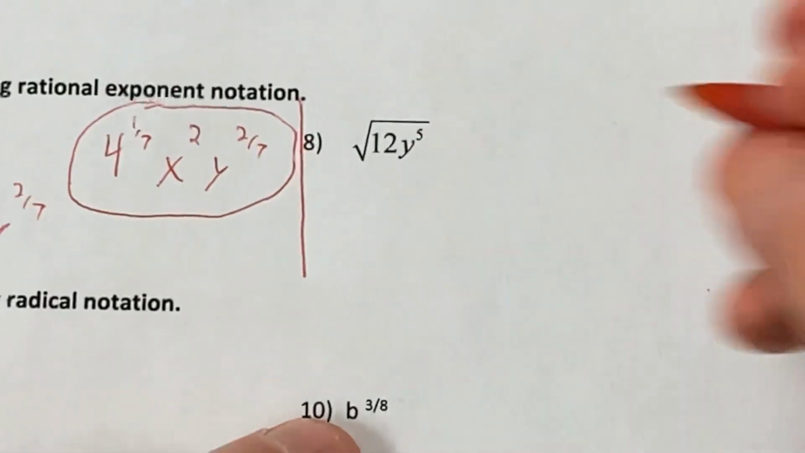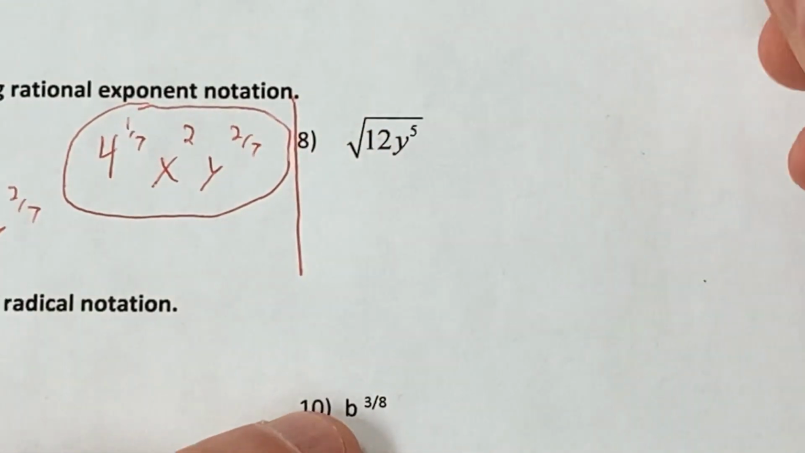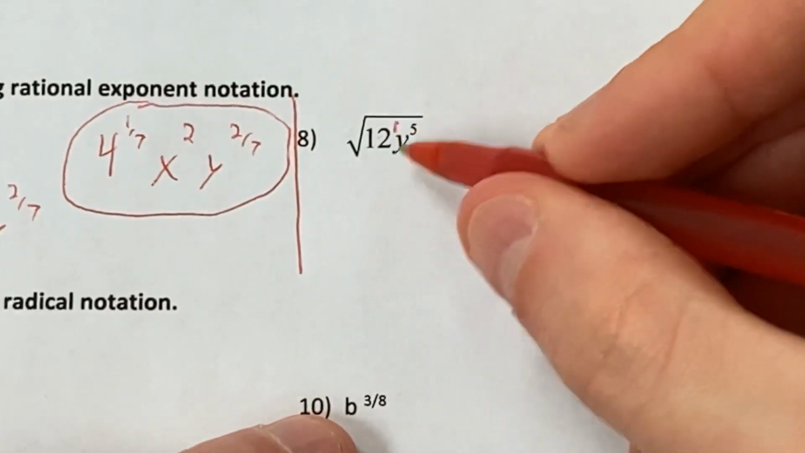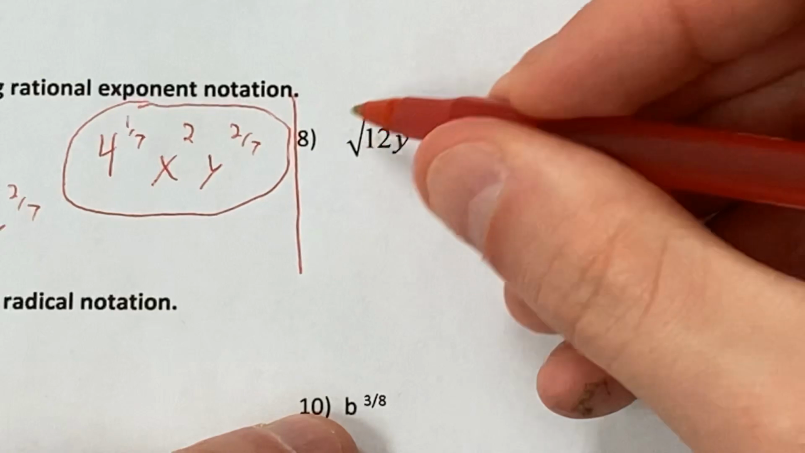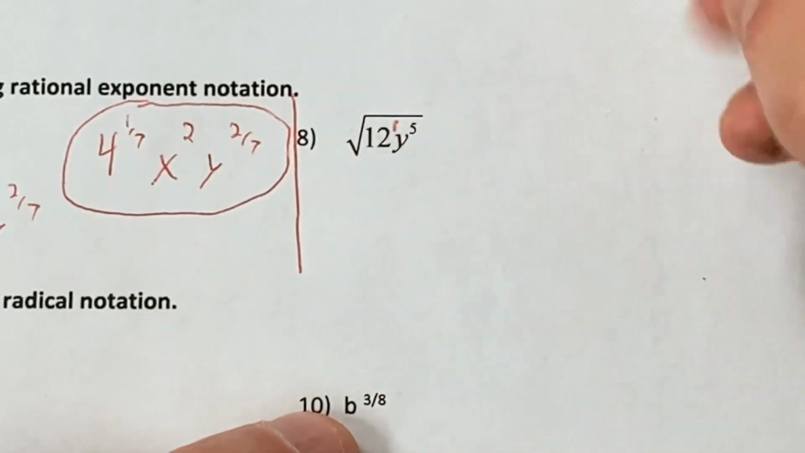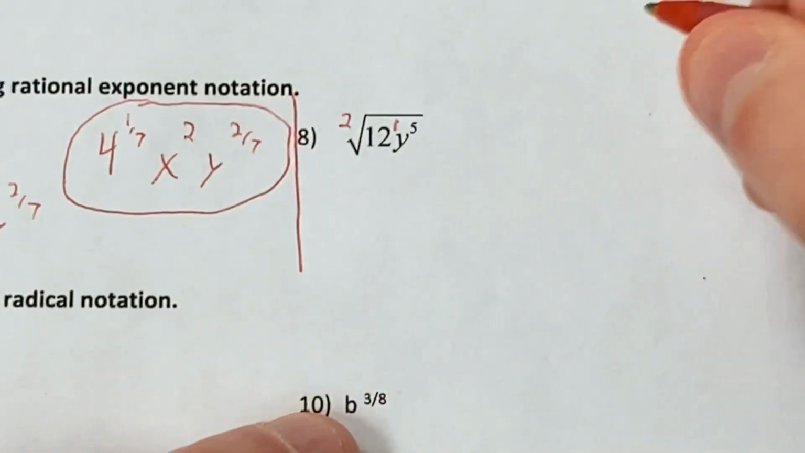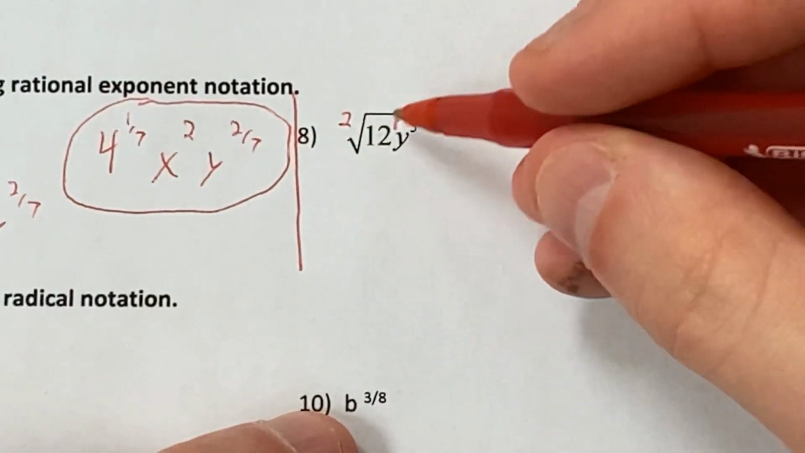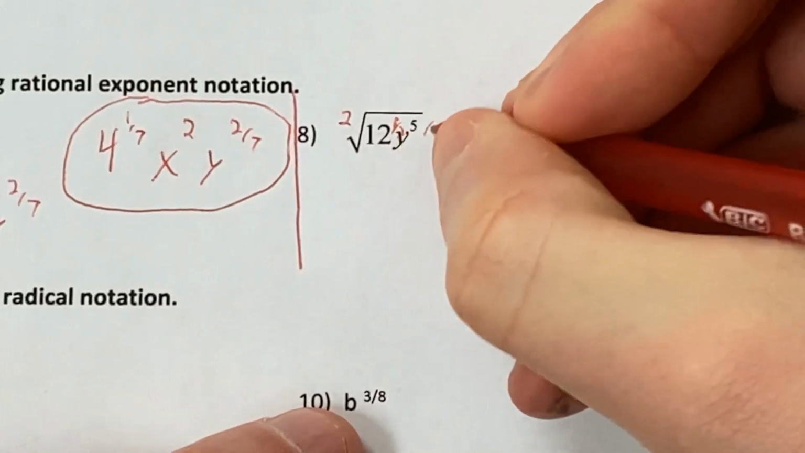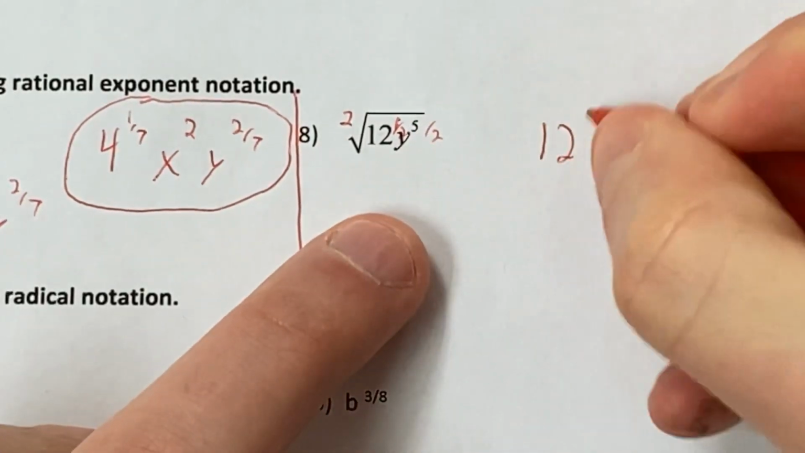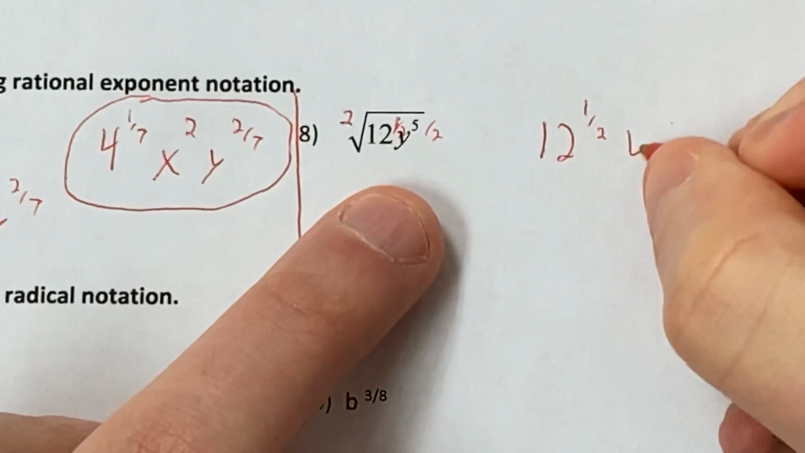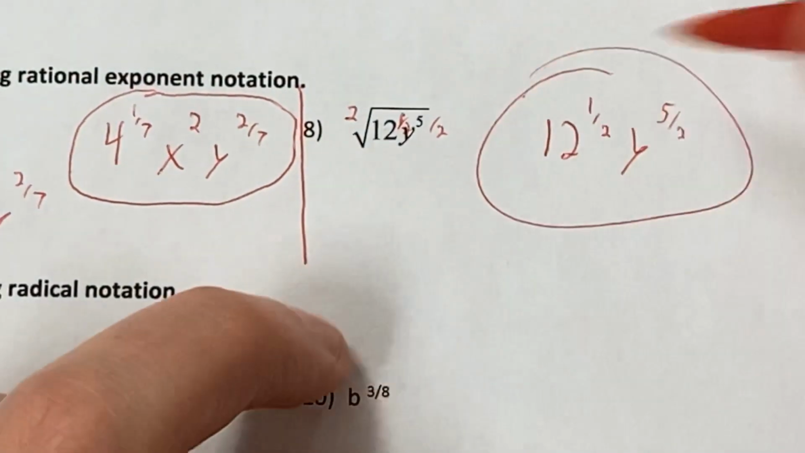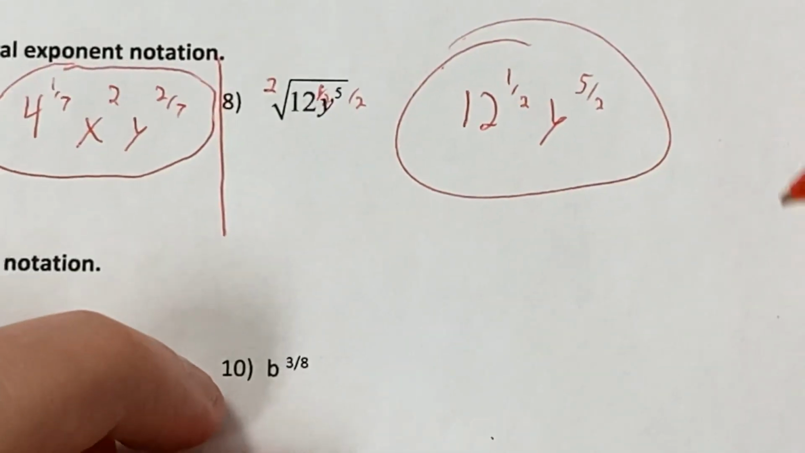For number 8, same thing. 12 is to the first power, and y is to the 5th power. This one has no number here. If there is no number here, that means it is supposed to be a 2. Not a 1, not a blank, but a 2. So all of these exponents are going to be divided by 2. So you'd end up with 12 to the 1/2, y to the 5/2. And that's it. Can't simplify any of those, so that's it, 7 and 8.